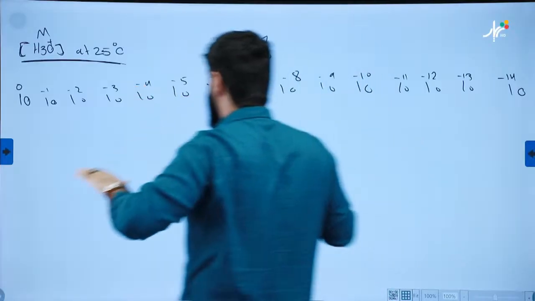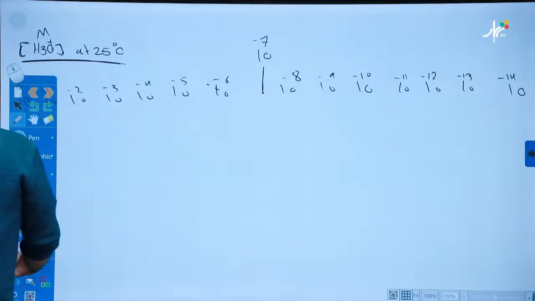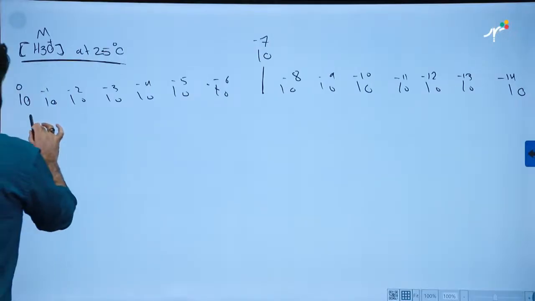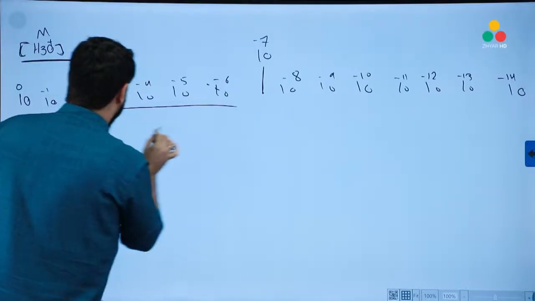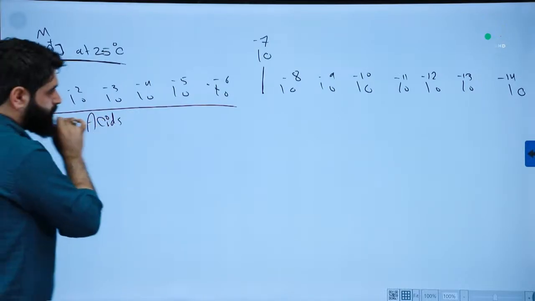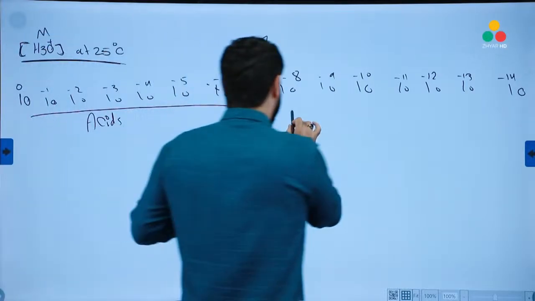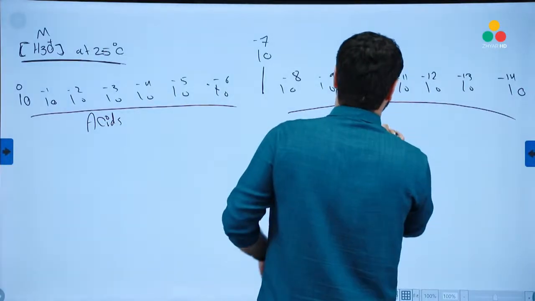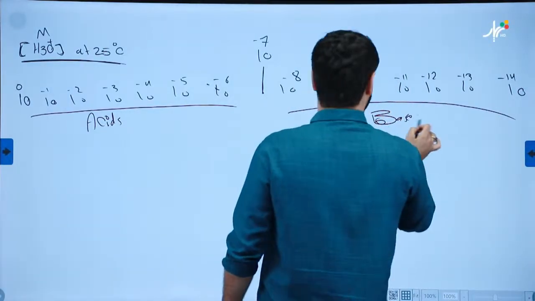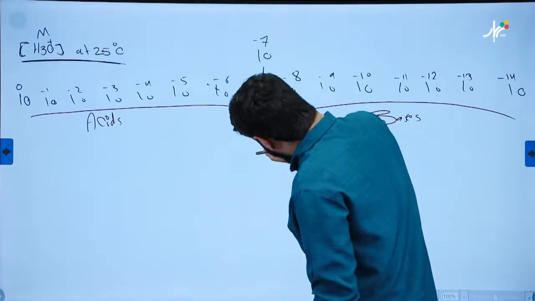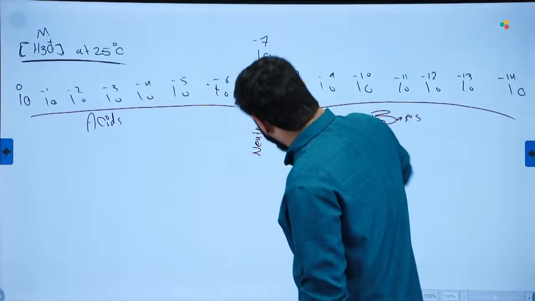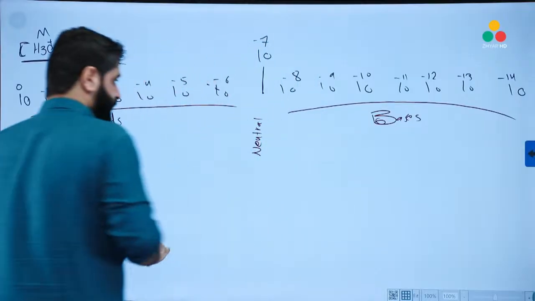This side is the acidic territory, the acidic area, the acidic medium. This is for the acids. How about this? It's for the bases. Bases. Okay. And here, neutral. Neutral. Very good.